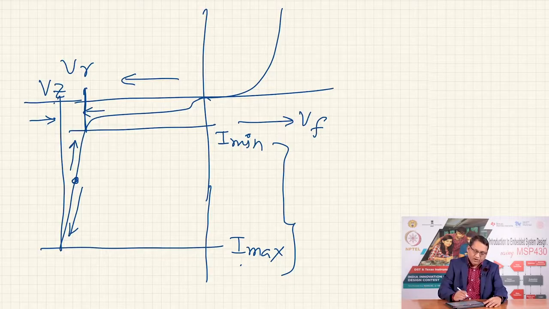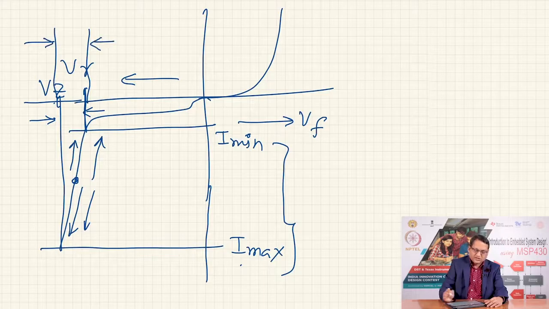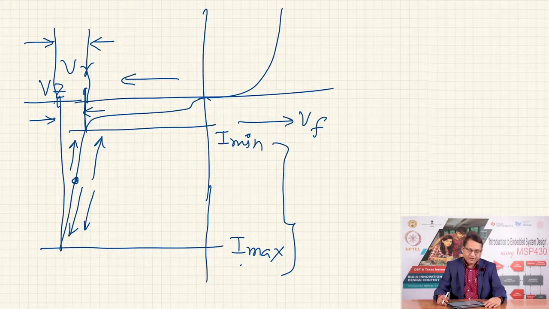So, if the input voltage is constant and the load current changes, if the load current reduces, the rest of the current has to flow through the Zener diode and it will move the operating point in this direction. If the load current increases, the operating point will shift in this direction, leading to a variation of output voltage of this nature. How much is this voltage? You have to refer to the data sheet of the Zener diode to estimate that.